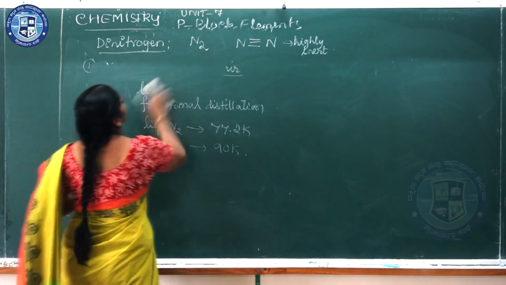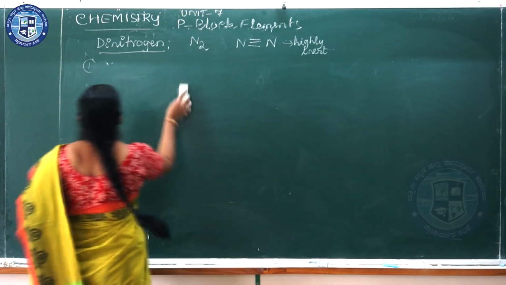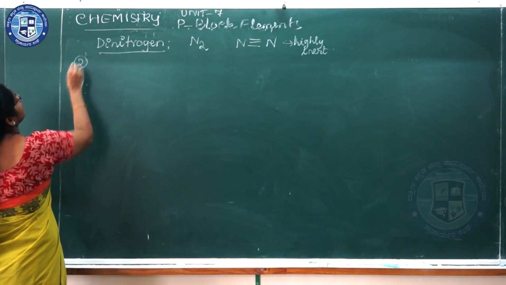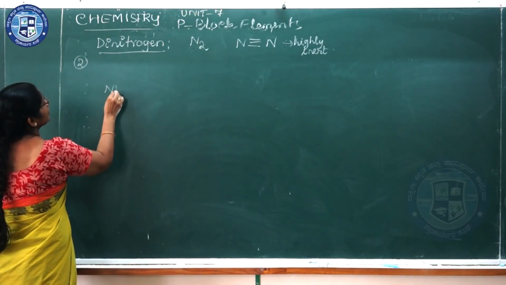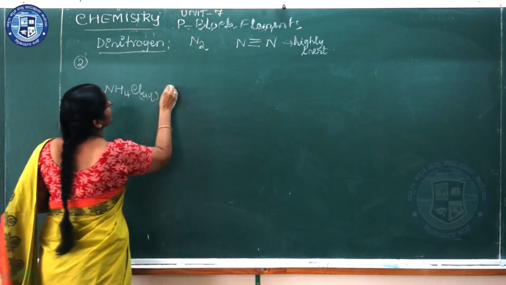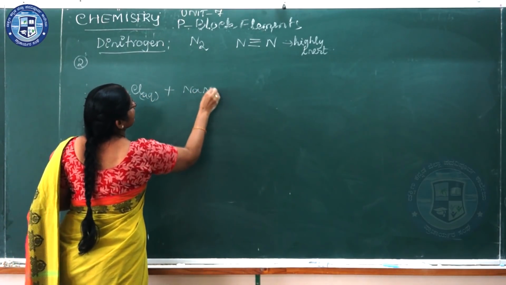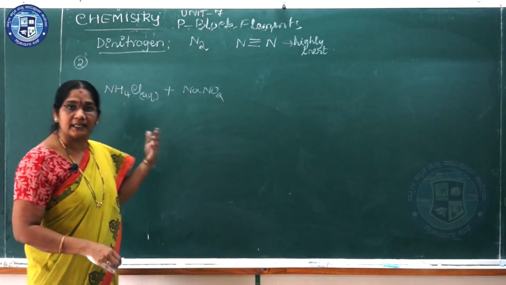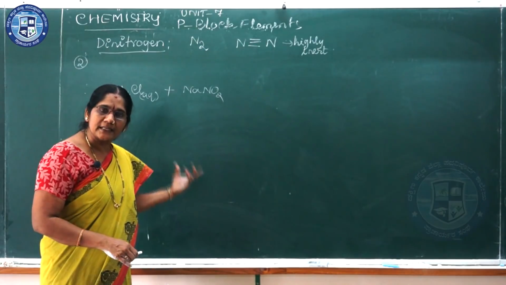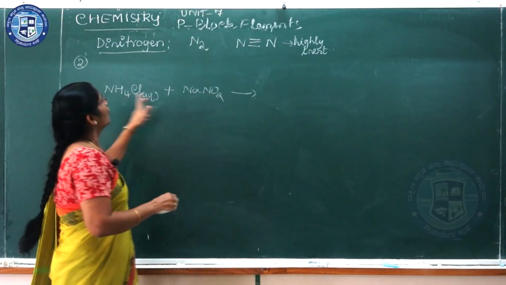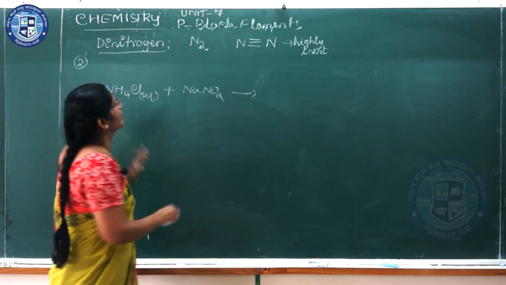What are the different methods of preparation of nitrogen in the laboratory? So the second method is by the reaction between ammonium chloride in aqueous medium and sodium nitrite. When ammonium chloride and sodium nitrite are mixed, and maybe slight heating is required, first it gives ammonium nitrite and sodium chloride.